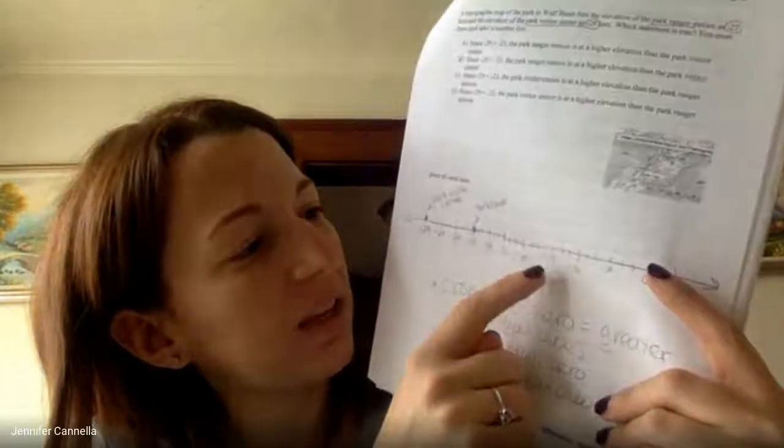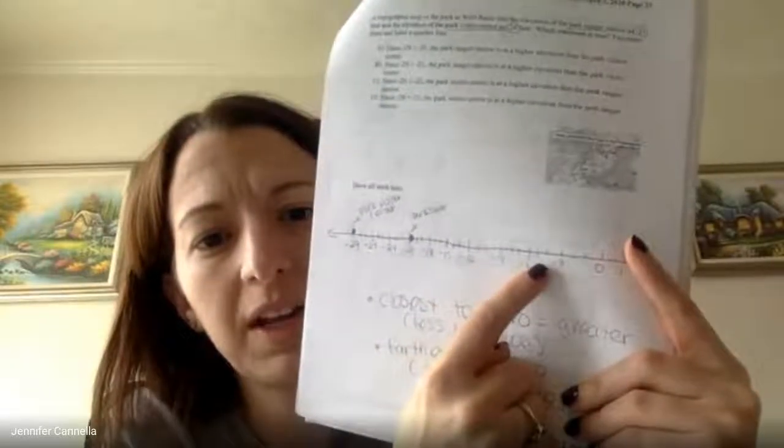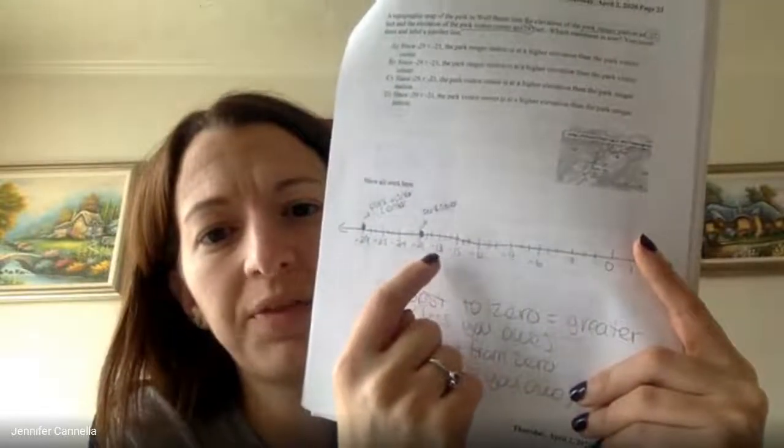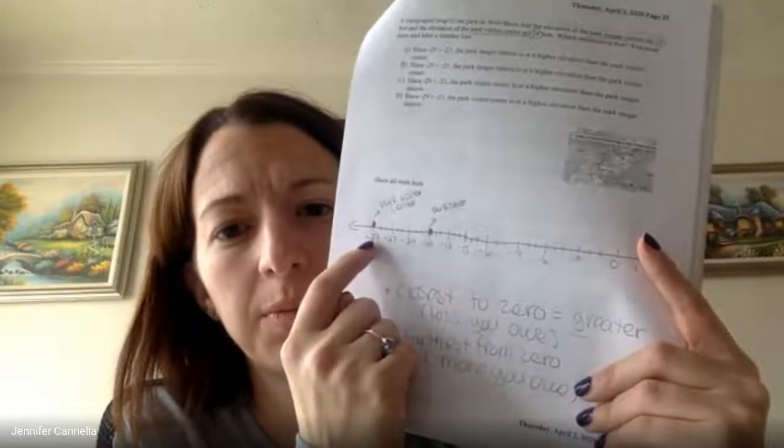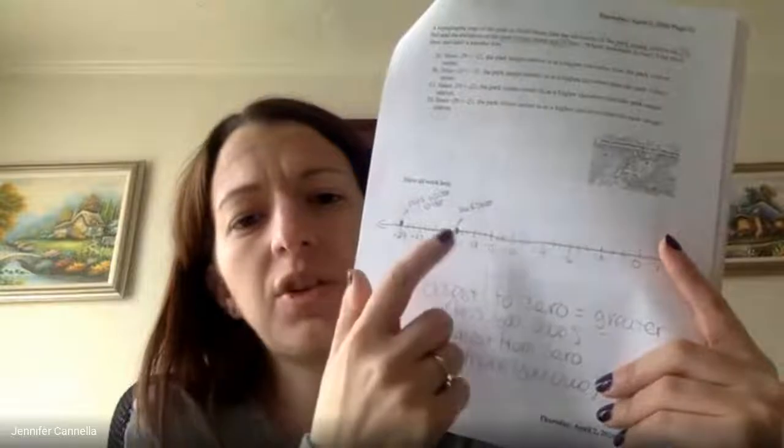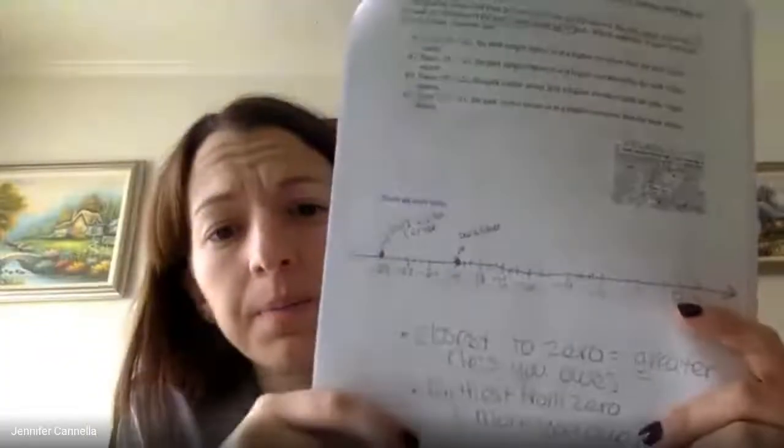So I drew a number line. Okay, so I started with, if I know that 0 is in the center, I knew that any number to the left is negative. So what I did is I counted by threes. I went 0, -3, -6, -9. So on your paper, you can count by threes. You can go -3, -6, -9, -12, -15, -18, -21, -24, -27, and -30. And then I just kind of graphed where these two locations were and labeled. I think -21 was Park Station and -29 was the Park Visitor Center.